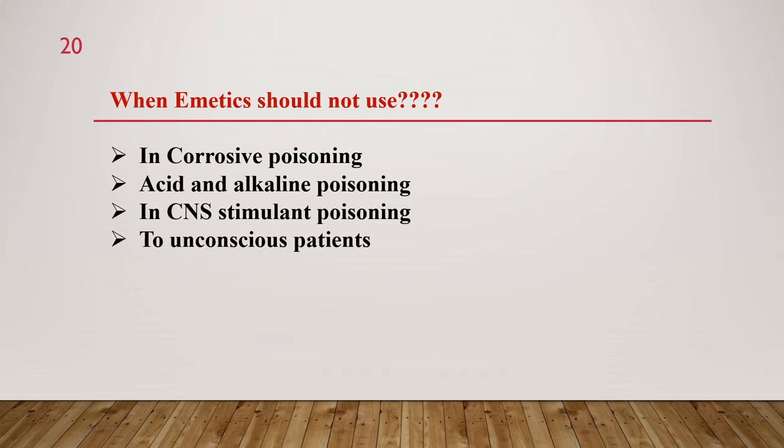When emetics should not be used. Emetics should not be used in case of corrosive poisoning or in case of acid or alkaline poisoning. Emetics should not be used in case of CNS stimulant poisoning, and they should not be used in unconscious patients.